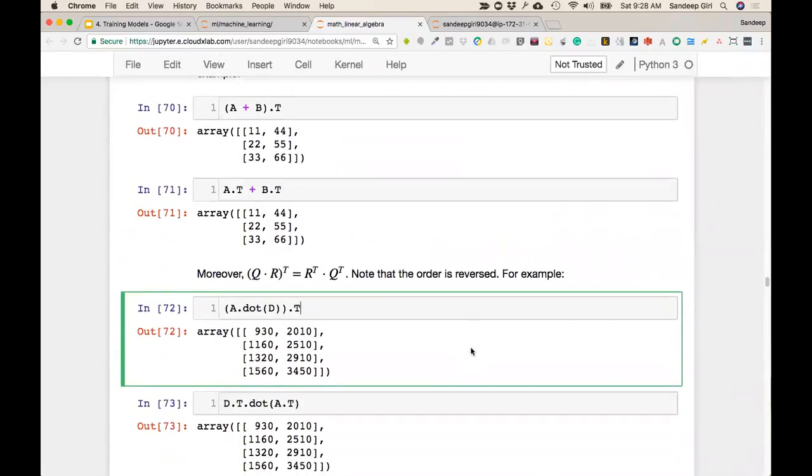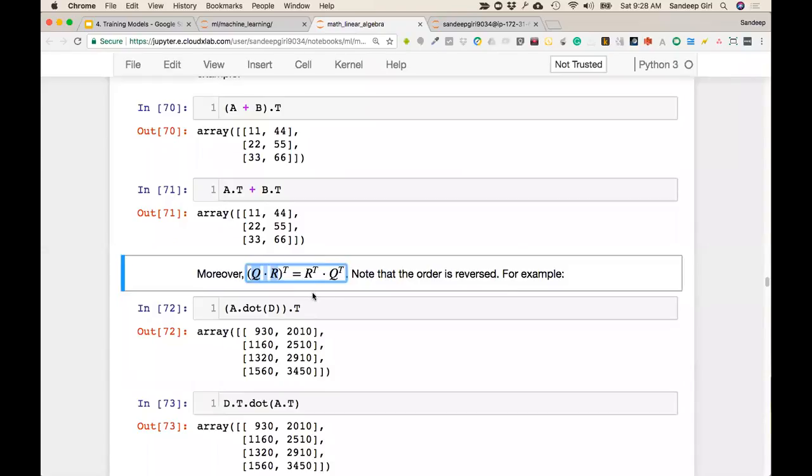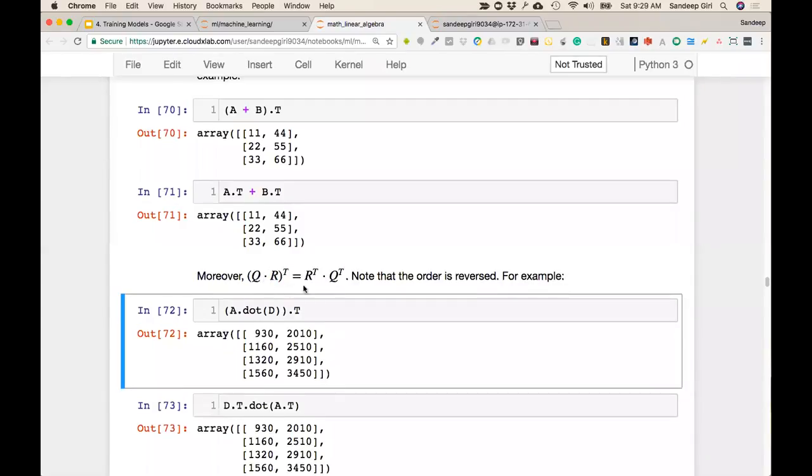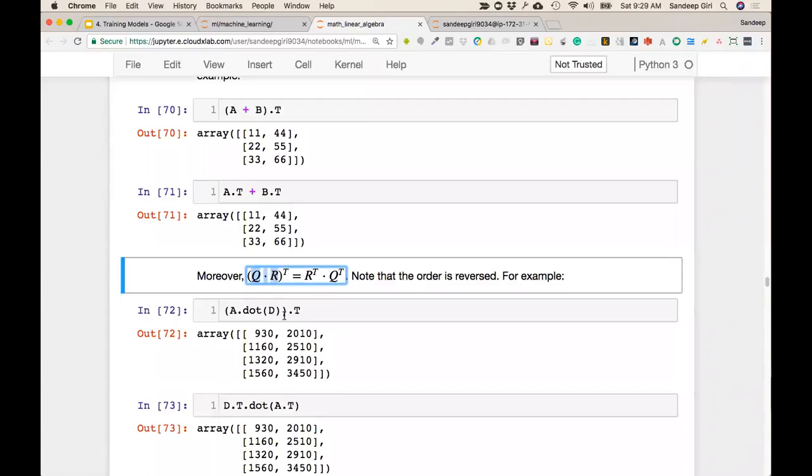Okay, so also if you do the dot multiplication of A and B and do the transpose, it's equivalent to the transpose of the two and then doing the dot. So it's kind of distributive. Transpose is distributive over the dot product. Okay, but it's not really distributive because the order is getting reversed.